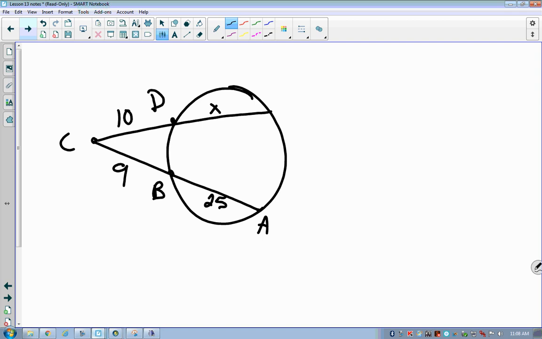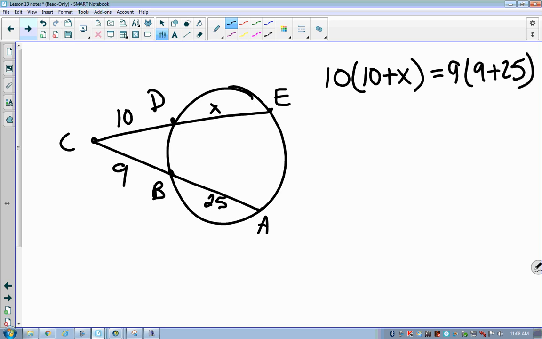All right, so for instance, on this CD, it doesn't give me a name for this, but let's call it E. I'm going to take 10 times the sum of 10 and x. And I'm going to set that equal to the same thing on the other segment: 9 times 9 plus 25. Do you follow me? Everybody, I want to see understanding show up on your face. Do you understand how those numbers got there and that I could duplicate this if I needed to?